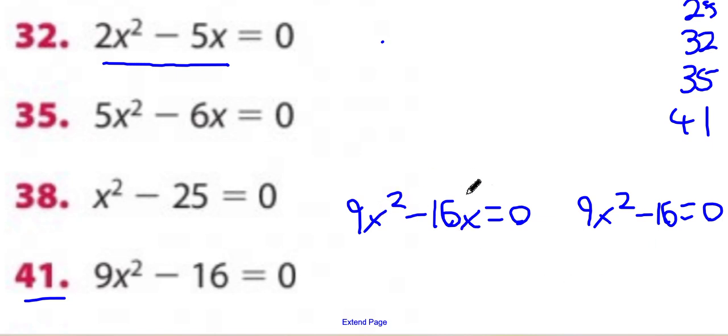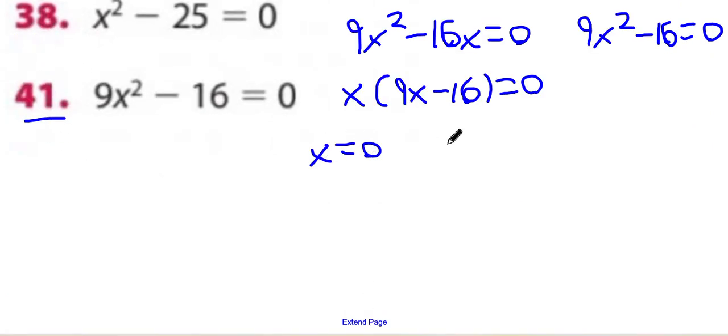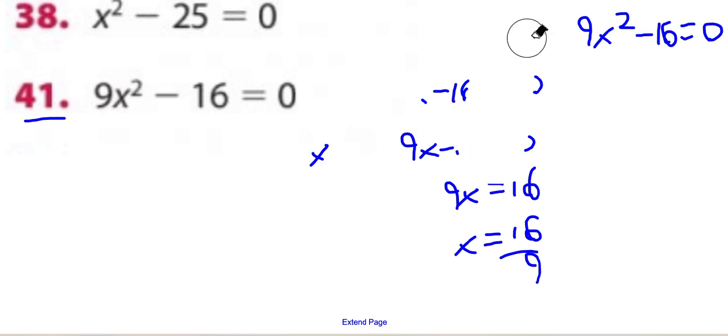If they have a letter in common, here's what you have to do. You have to go, okay, there's a letter in common. We'll take out the x, and what do we have? Minus 16 equals 0. And it's very like question 32 and 35, isn't it? It's x equals 0 and 9x minus 16 equals 0. Bring the 16 to the other side and then divide by 9. It's exactly like the previous two questions. Agreed? But it doesn't have an x, that's the issue.